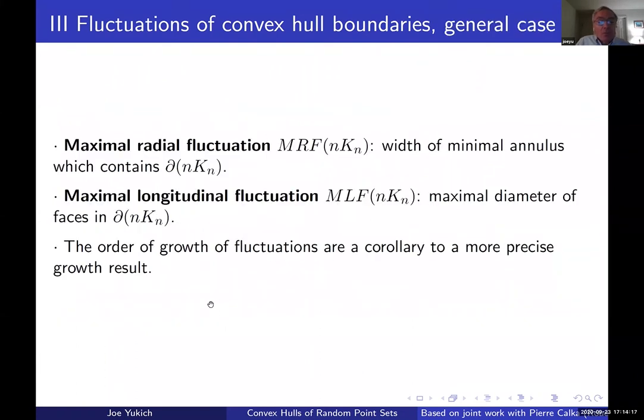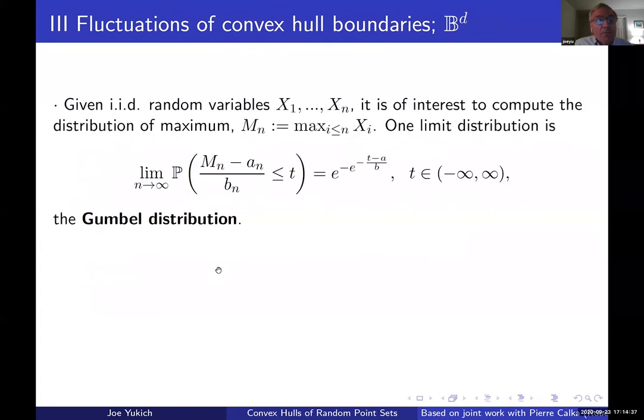So just recalling the notation, the maximal radial fluctuation of the scaled convex hull is the width of the minimal annulus, and the maximal longitudinal fluctuation is the maximal diameter of the faces. And as I just said, the growth of these fluctuations are a corollary to a more precise growth result. And that's the following. So recall that if you have IID random variables, the maximum denoted by MN could have a limit distribution, which is a Gumbel distribution. Namely, it could have the distribution seen on the right-hand side.